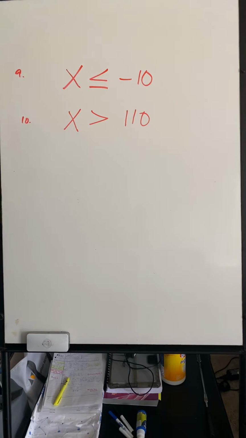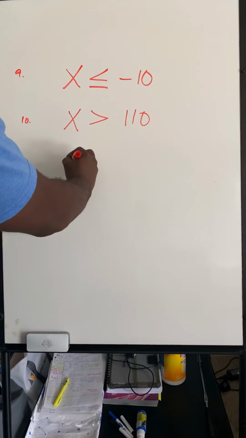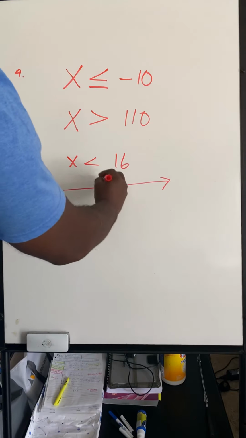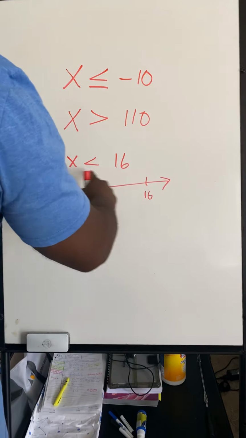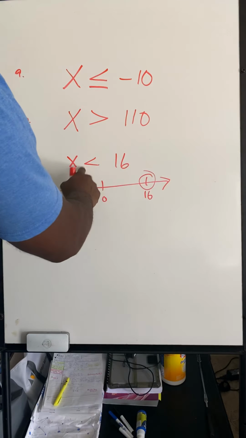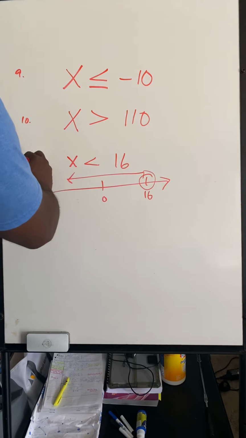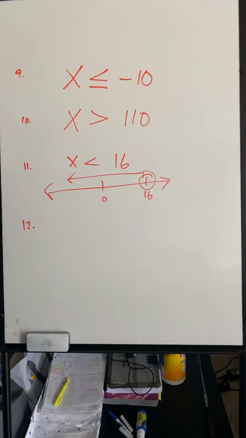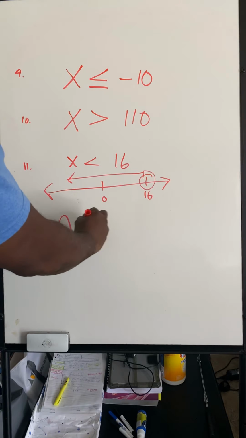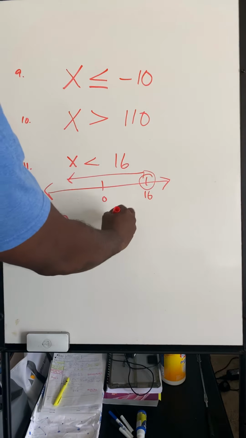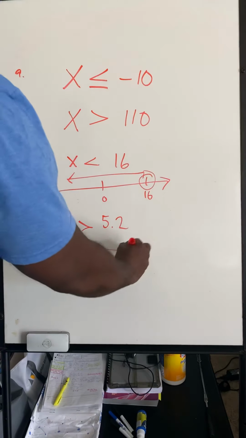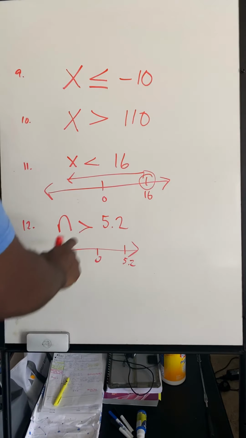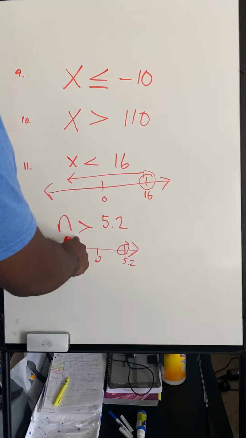Okay, 11. Graph each inequality. So they have X less than 16. This is where we do the 3 steps. Go to the number. Open or closed circle. Less than or greater than. That way. So that's number 11. And here's number 12. N greater than 5.2. Go to the number. Here's 0. Here's 5.2. Open or closed. Open. Greater than to the right.